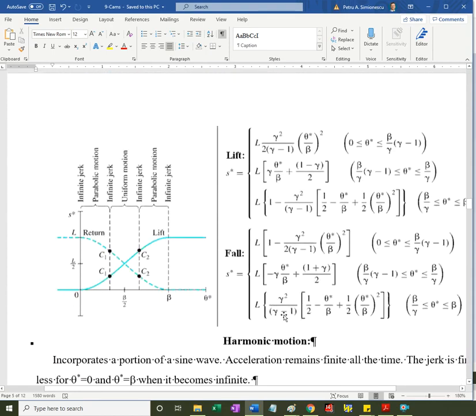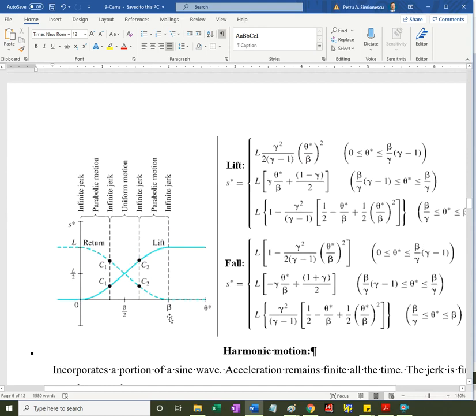Modified parabolic motion. Modified parabolic is a combination of linear motion with a parabolic start and parabolic end. And this one too has infinite jerks, as well as where transition happens between the parabolic and the linear portion of the cam motion. So this is the linear part, this is the parabolic part. You see the power 2.